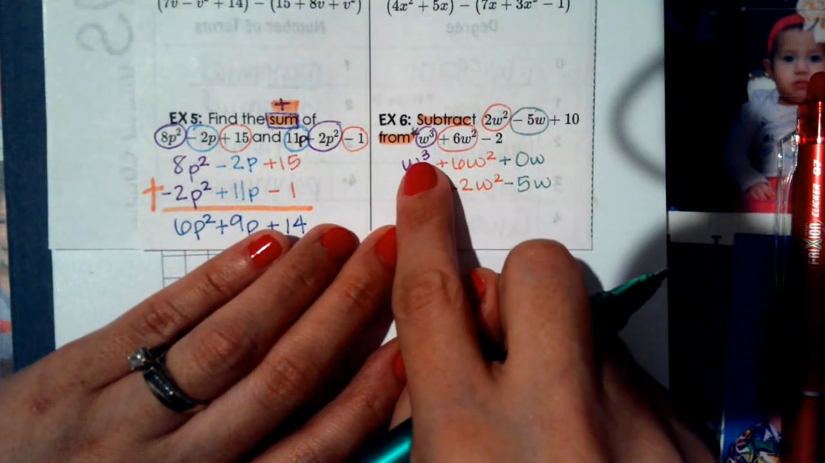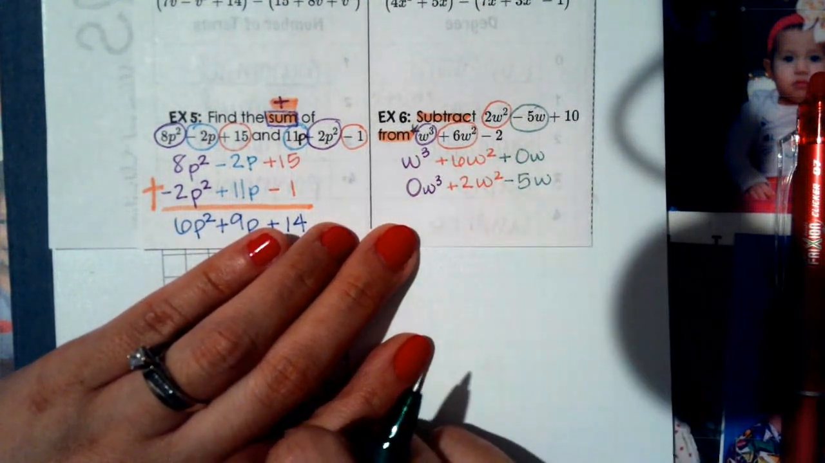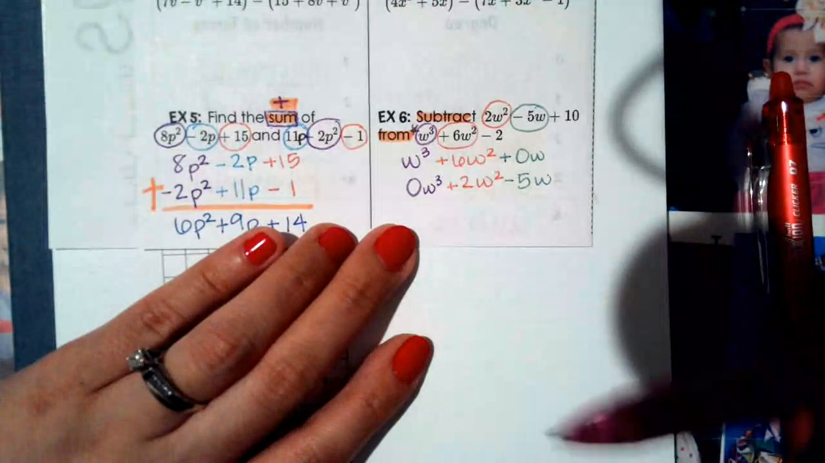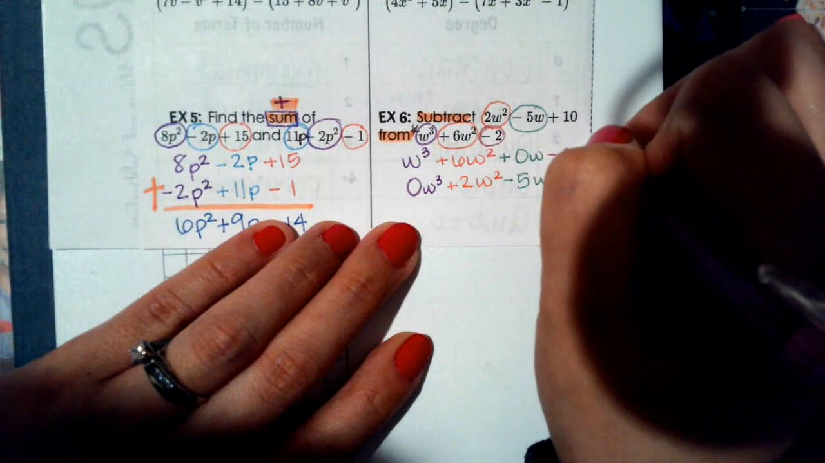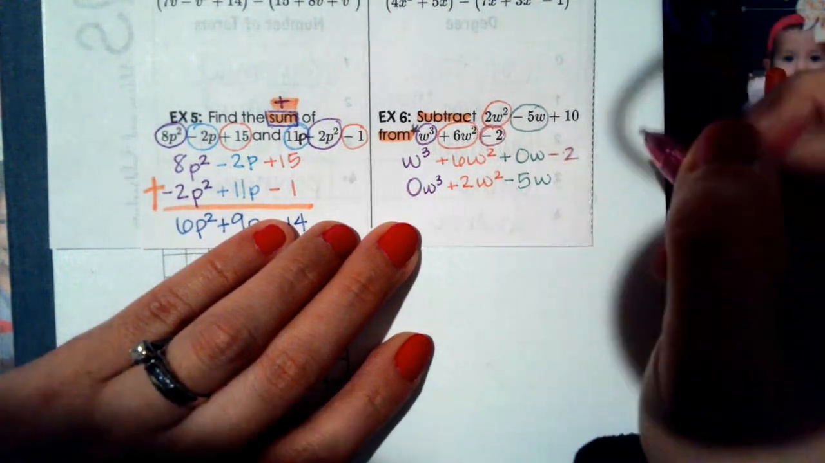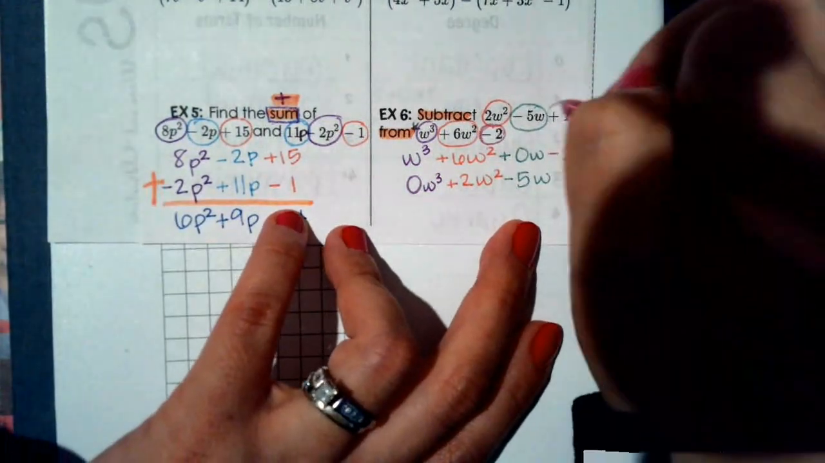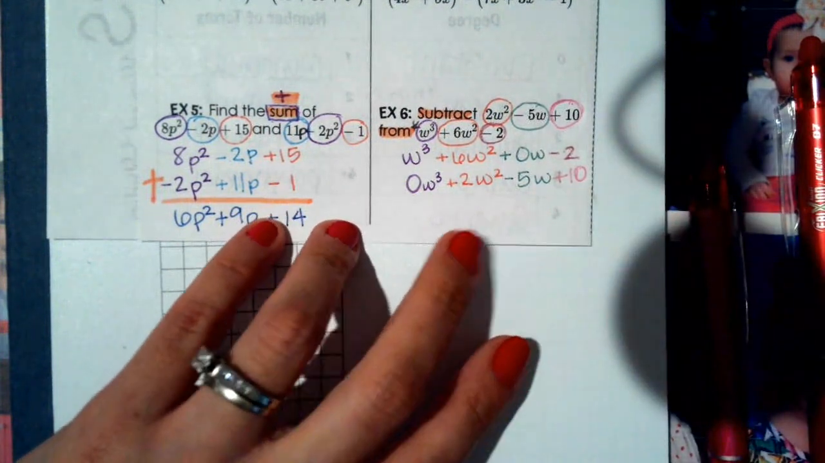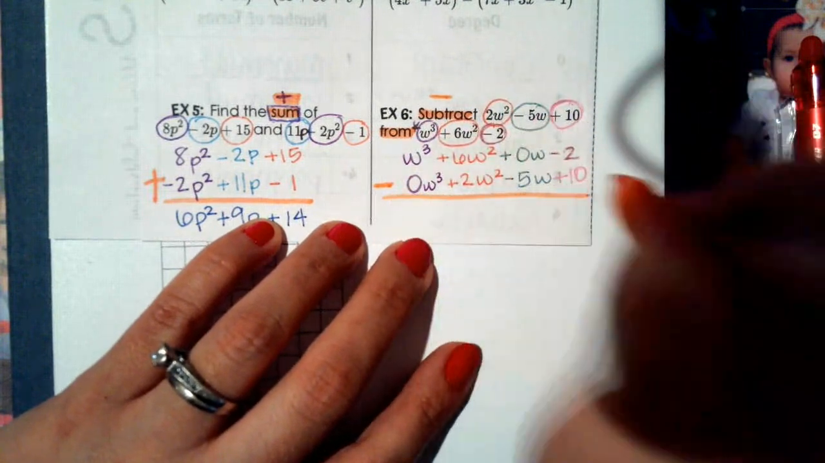So standard form would naturally say to the third power, to the second power, to the first power, and then my constants, or the numbers without variables. All right, so lastly, now we move on to the constant. And we have negative 2 and plus 10. So plus 10. We go back to the meaning of subtract, which means minus, and we do our math.